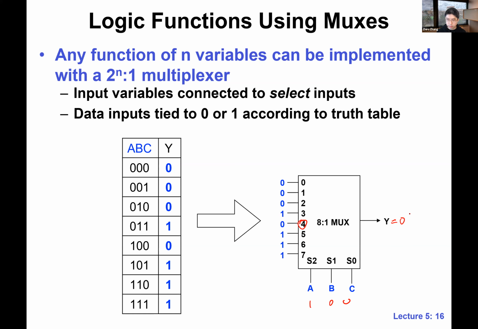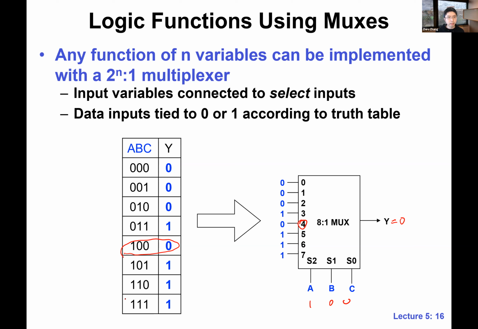When A, B, C is 1, 0, 0, let's just look at the truth table. 1, 0, 0 corresponds to this row, right? Same thing. So Y is 0. Essentially, what we are doing is we just connect the inputs for this Boolean function. We connect all 3 inputs with the select bits, and then we just copy paste.